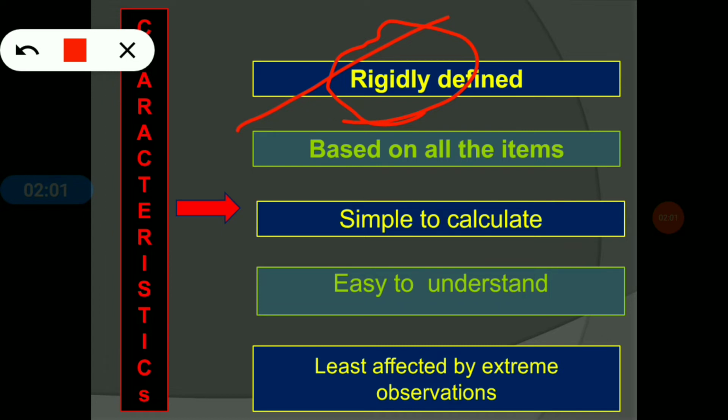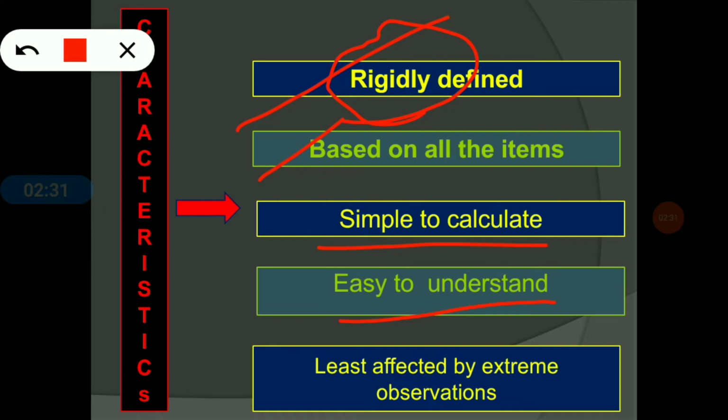Now go to the second characteristic, that it is based on all the items. Average should be based on all observations, because it is a true representative of all data. Now go to the third and fourth characteristics, that it is simple to calculate and easy to understand, because we are using the sample data. That's why it is simple to calculate and easy to understand.